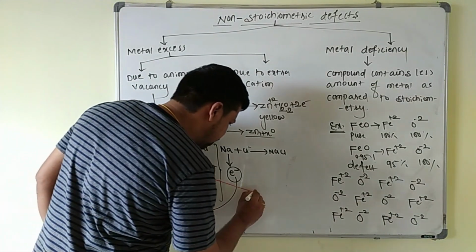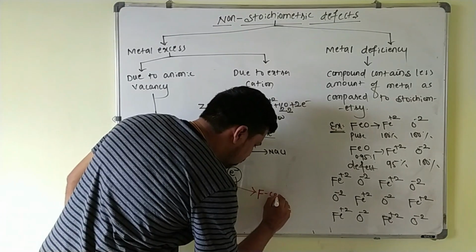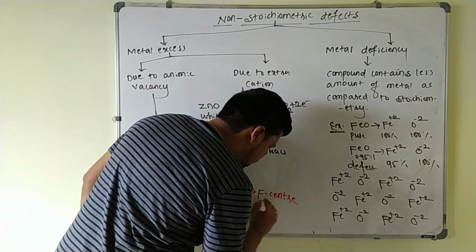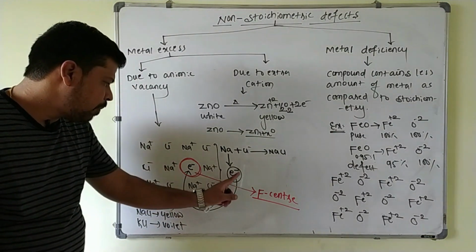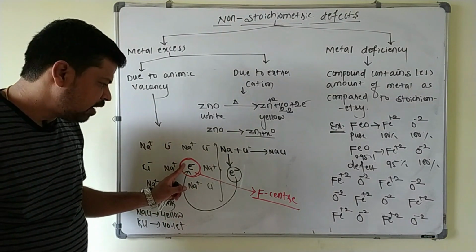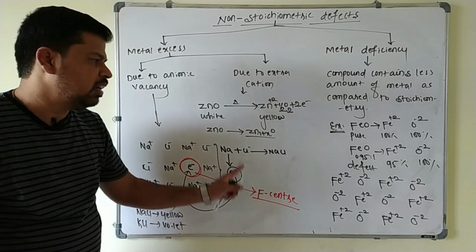This is very, very important, you have to remember. In which defect are F centers observed? This is called an F center. It is nothing but the anionic vacancy that is occupied by an unpaired electron. That is called what? F center. These F centers will impart color to the crystals.